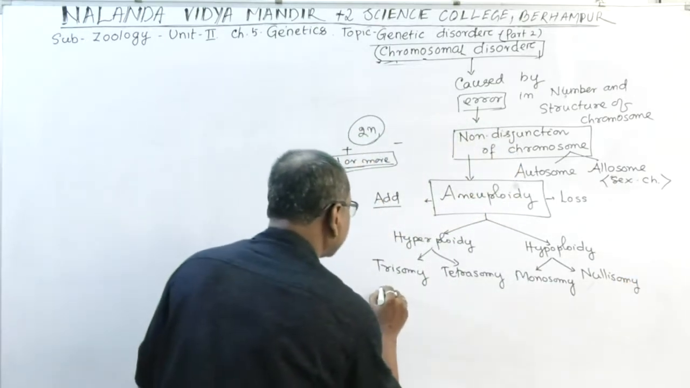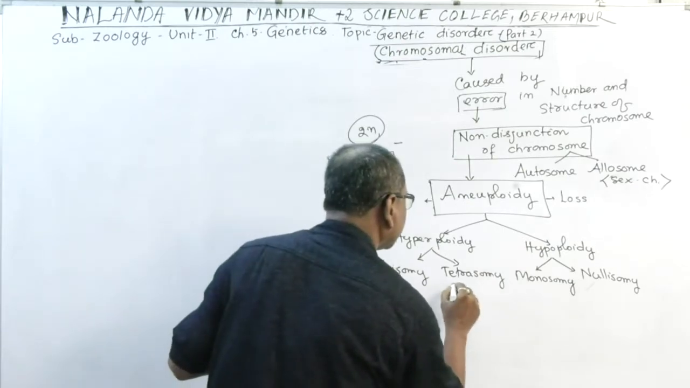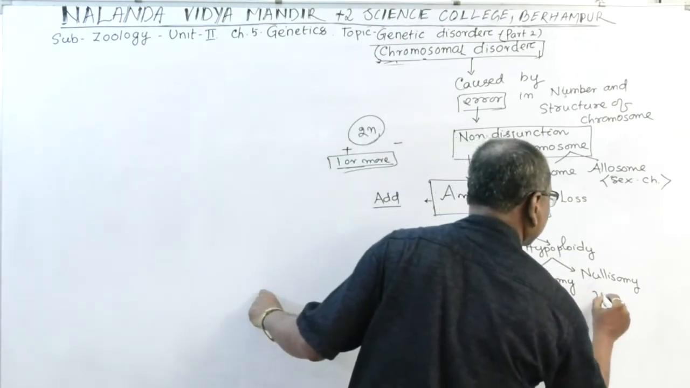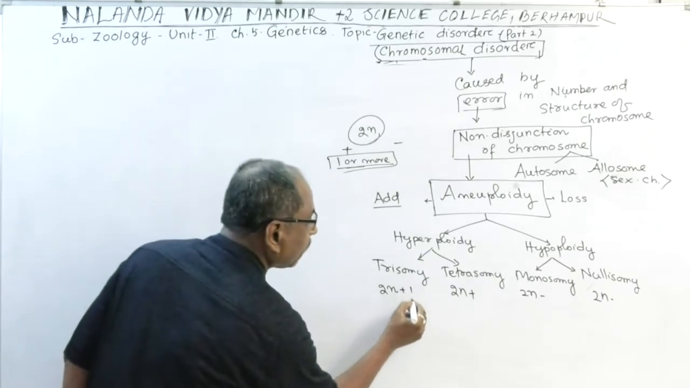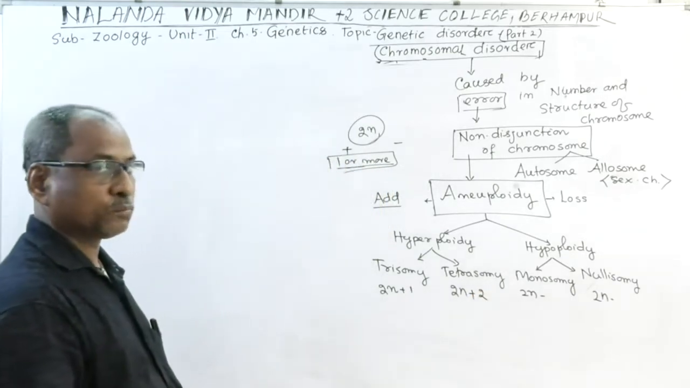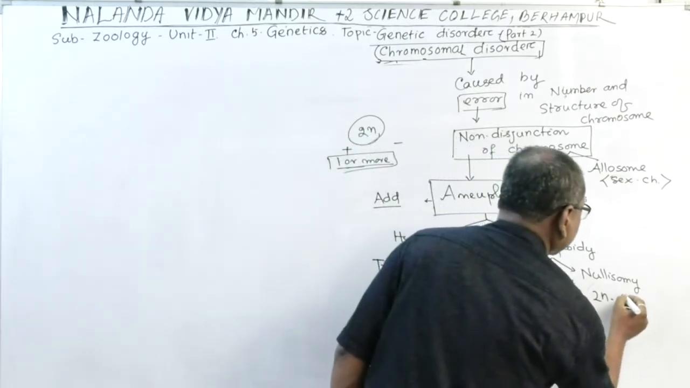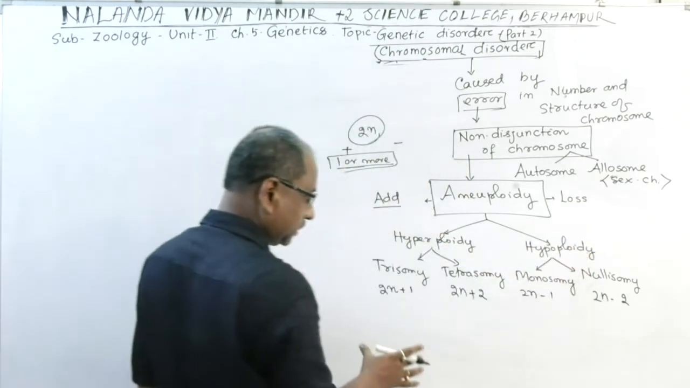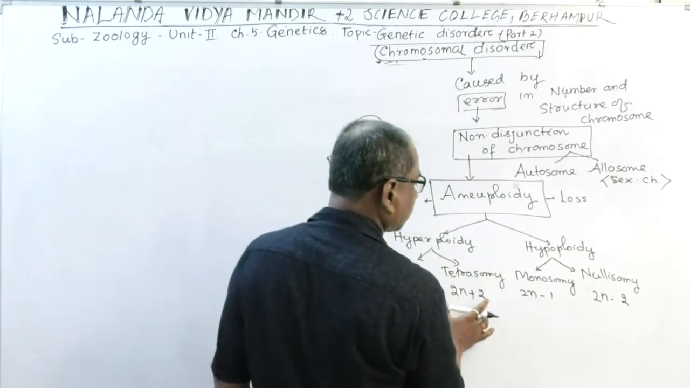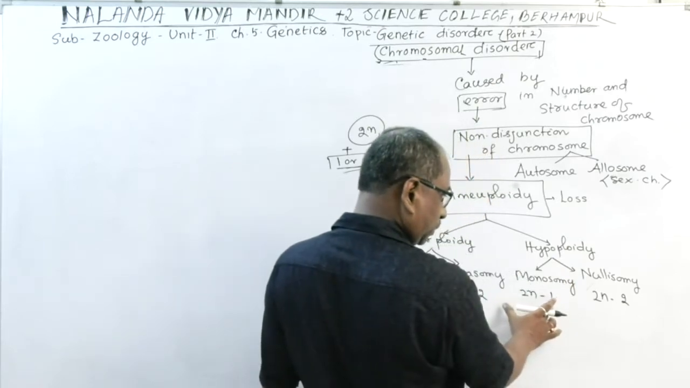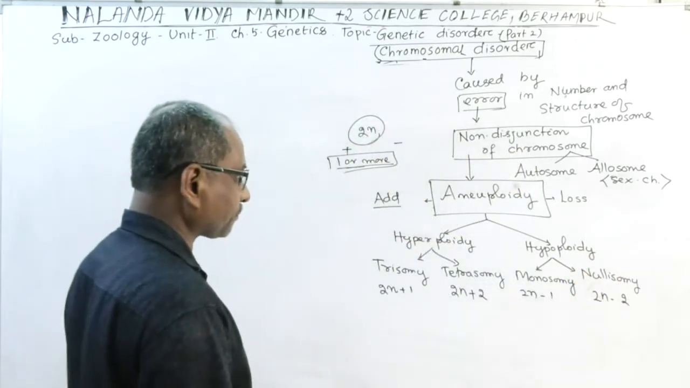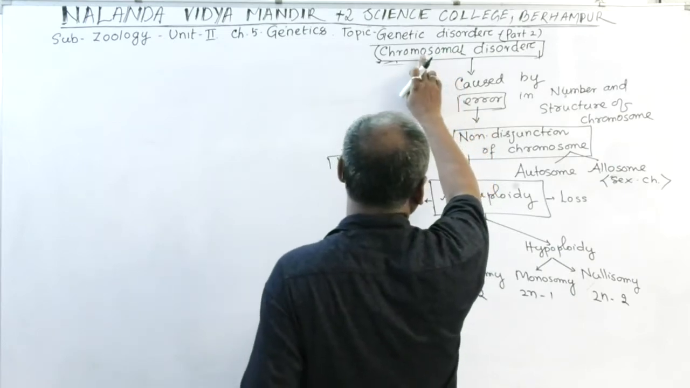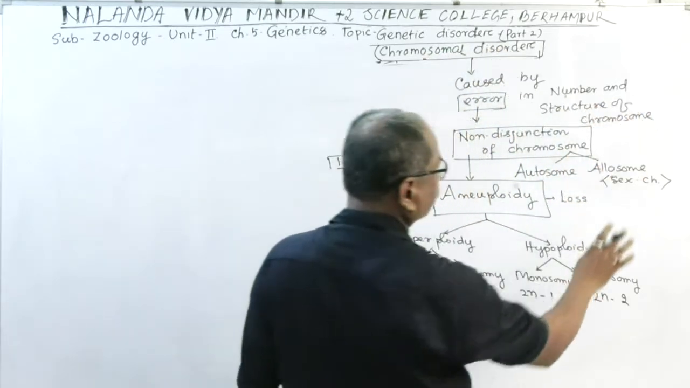That means the diploid chromosome complement, that is 2n, with addition of one or more than one chromosome, or loss of one or more than one chromosome, is hyperploidy and hypoploidy. Trisomy, addition of one. Tetrasomy, addition of two more chromosomes. Monosomy, loss of one chromosome. And nullisomy, loss of two chromosomes. This is aneuploidy.